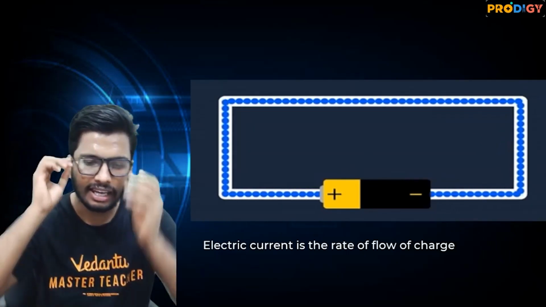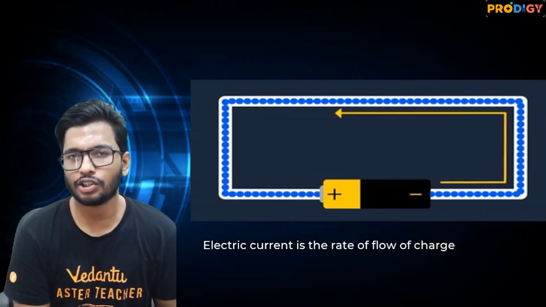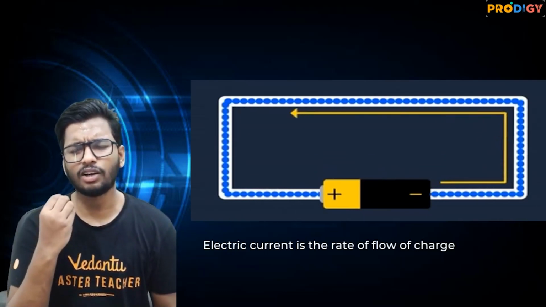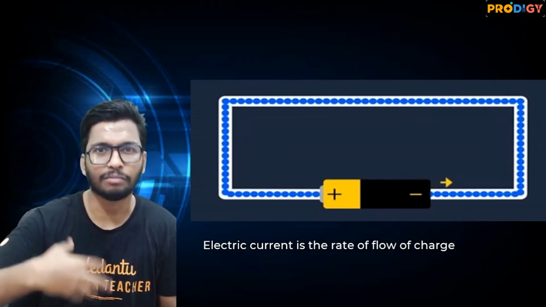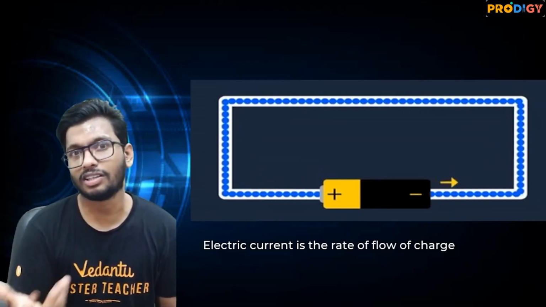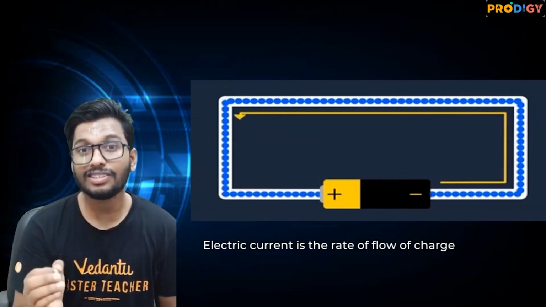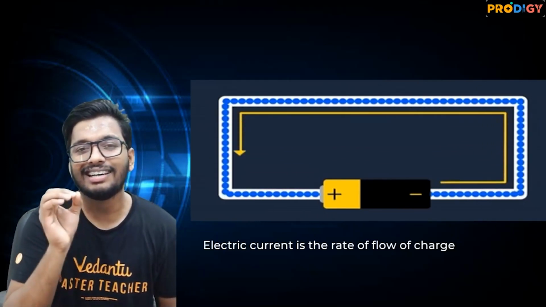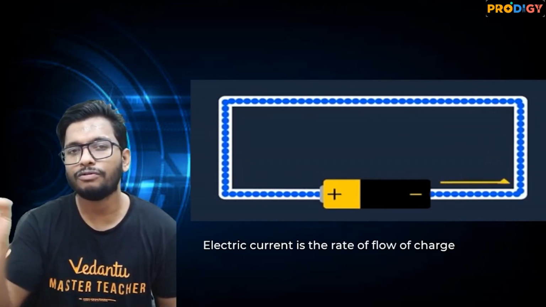Listen up carefully. The first thing that you learned in this chapter is what is current. Even though current is a very common term, current came, current went, current will come at 5 o'clock, it's a very common terminology that is used. But in terms of physics, what is current? We have learned that current is nothing but the rate of flow of charge.